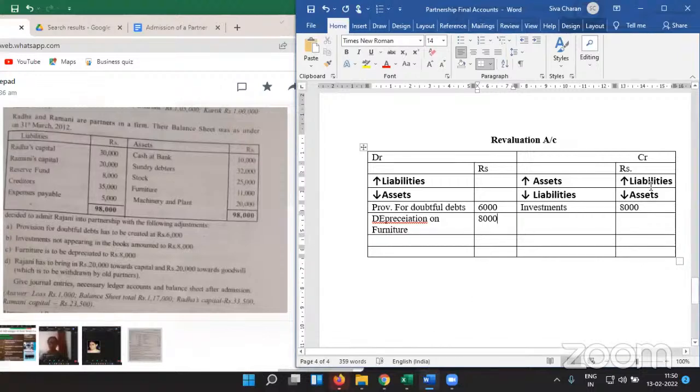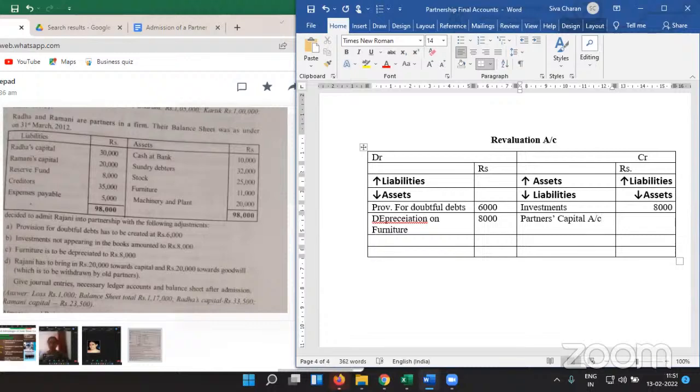Okay, now find. So for these, the credit side is 8,000 and the debit side is 14,000. Right? So what do we do? The debit is more than the credit, so that is a loss. Whether it is a loss or a profit, we will transfer it to the partners' capital account.